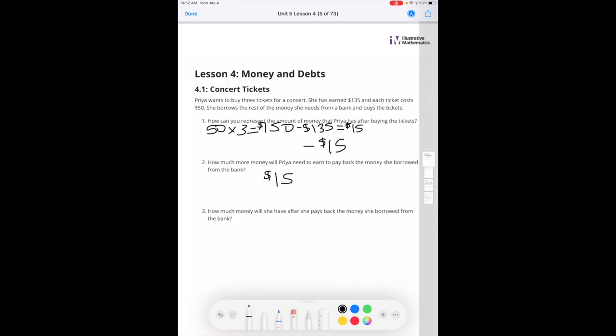How much money will she have after she pays back the money she borrowed from the bank? Well, I just answered that on number 2. So if she had negative $15 and then she paid the bank $15, she owed the bank $15 and then paid them $15, she now has no money.